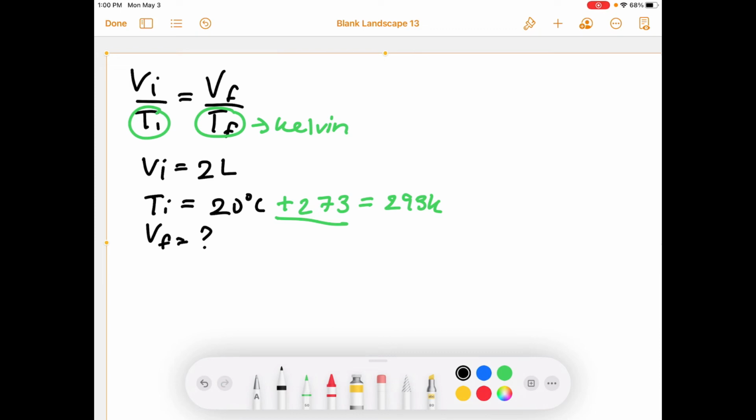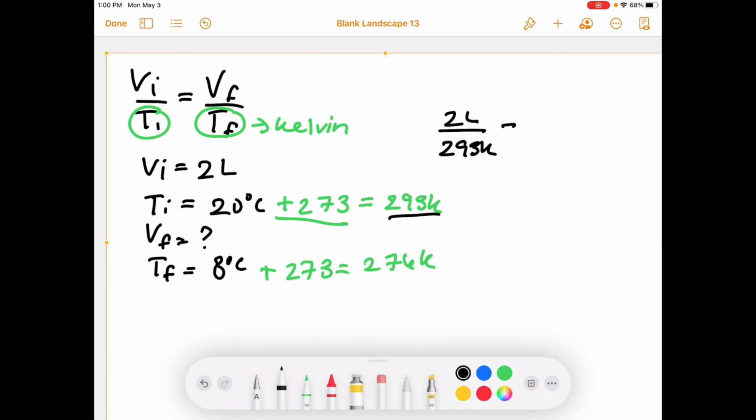We don't know the final volume, and we know the final temperature is 3 degrees Celsius. Again, you're going to add 273 to 3 degrees Celsius, and you're going to get 276 Kelvin. All right, so now let's plug it into the equation. So initial volume is 2 liters divided by initial temperature, which is 293 Kelvin, equals the final volume, which we don't know, divided by the final temperature, which is 276 Kelvin.